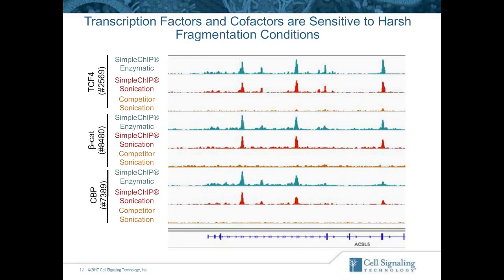And this is again because the high levels of detergent are actually denaturing the chromatin and disrupting the antibody epitopes. And so when you're looking at transcription factors and cofactors, you really want to use either enzymatic or a low detergent Sonication buffer.